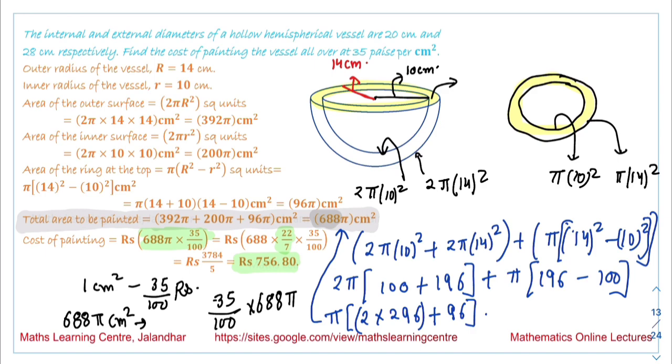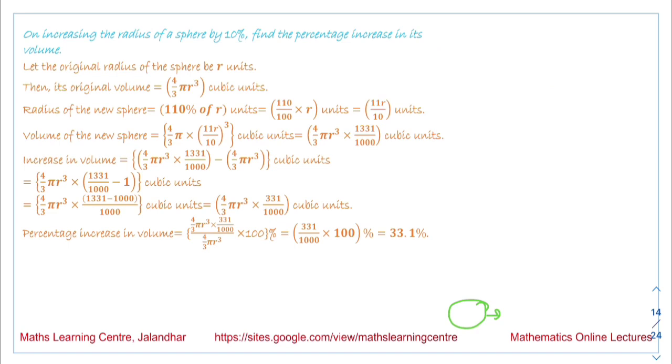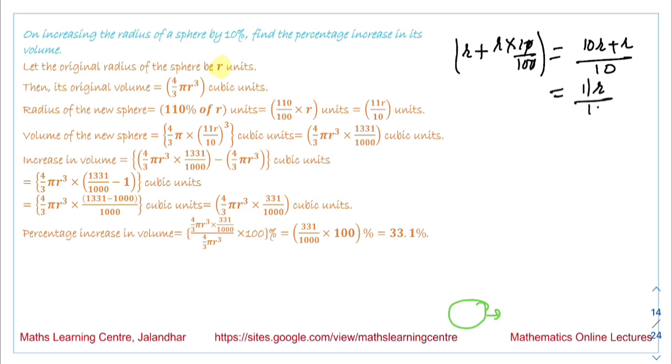rupees. Now the next question is on increasing the radius of a sphere by 10%. Suppose the original radius of the sphere is r. Now the new radius will be r plus r into 10 by 100, which is 10r plus r by 10, that is equal to 11r by 10. This is the new radius of the sphere. We have to find the percentage increase in its volume.